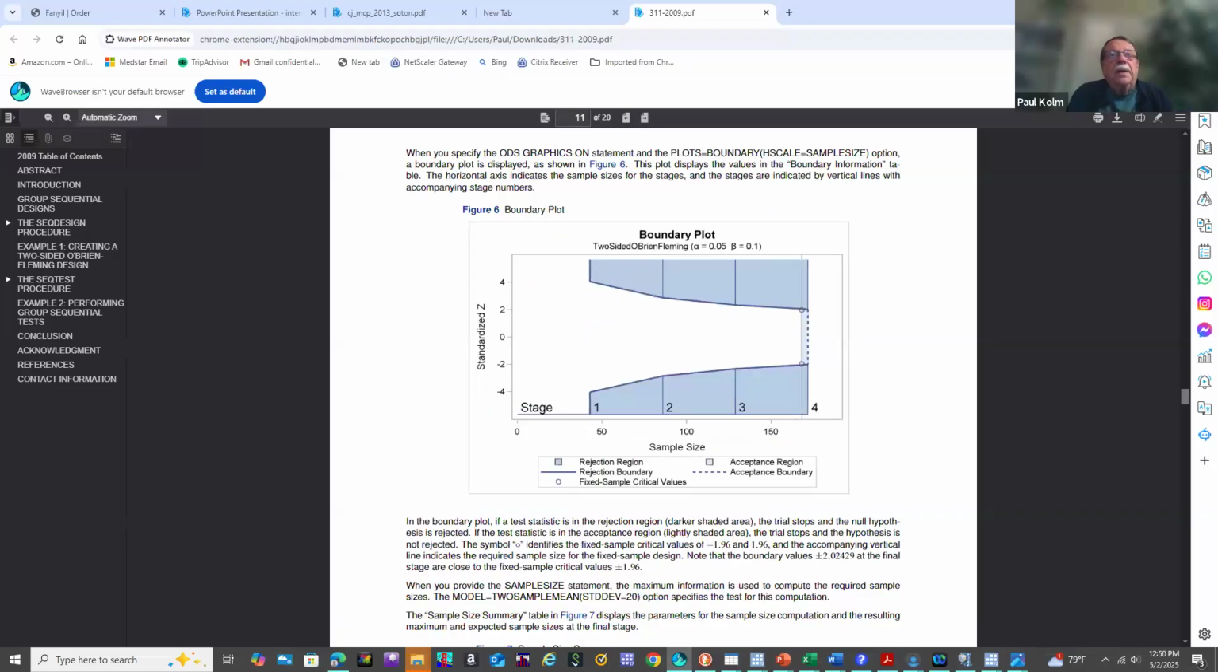So in terms of getting a plot, you get a plot that looks similar to the one that you get in PASS, where you have the rejection regions, where this is a two-sided test at alpha 0.05 and power equal to 90%. So again, you get a similar looking graph in SAS.